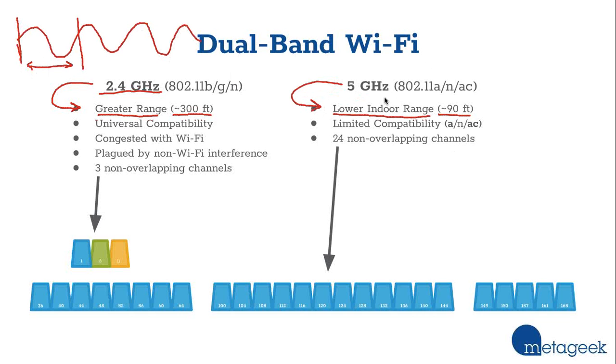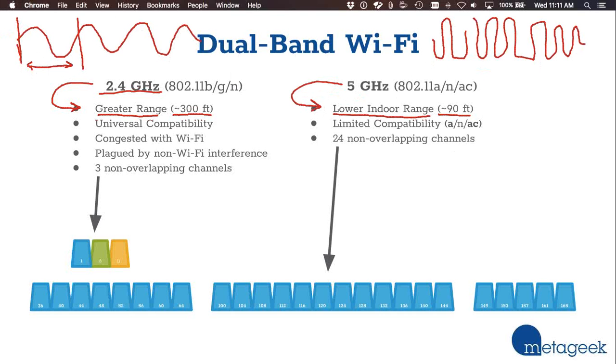Whereas the 5 gigahertz wavelength is much shorter. They're packed in much closer together. It's a higher frequency, so it's a shorter wavelength. The real length of a 5 gigahertz wavelength in inches is about 2.3 inches. Not nearly as long at all. And the result of that is that 5 gigahertz just doesn't do as good of a job of punching through stuff. It doesn't go through walls and doors and filing cabinets and desks and people nearly as well as 2.4 gigahertz does. So it has a much shorter indoor range.